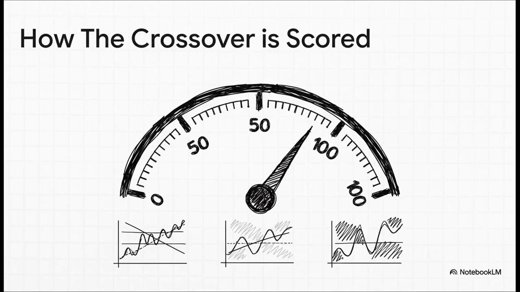But here's where it gets really clever. It's not just a simple yes or no. The algorithm actually quantifies the strength of that signal. So if the fast average is way above the slow one, by more than 5%, boom, that's a perfect 100 points. If it's just a tiny crossover, it gets fewer points. And if the trend is bearish, it gets a big, fat 0. It's all about that mathematical precision.